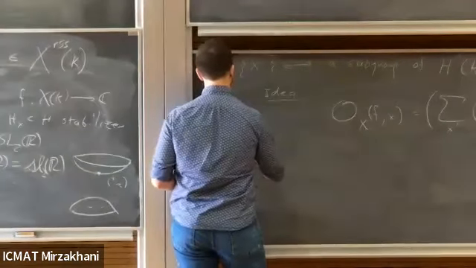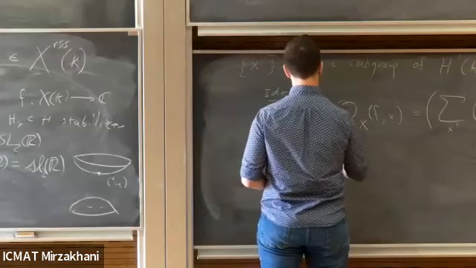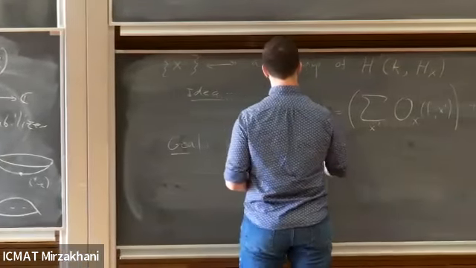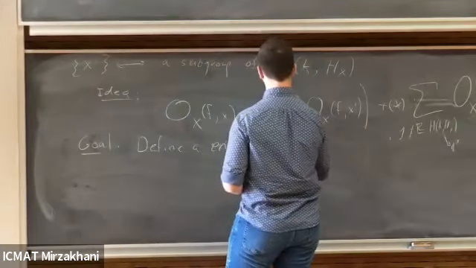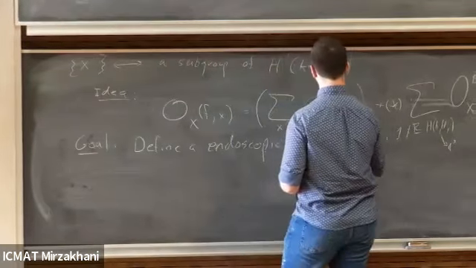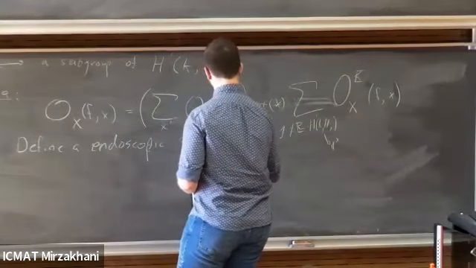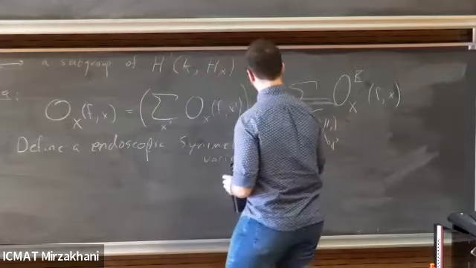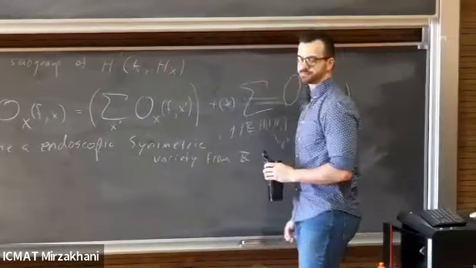So the goal now is to define an endoscopic symmetric variety from the data of this character kappa.